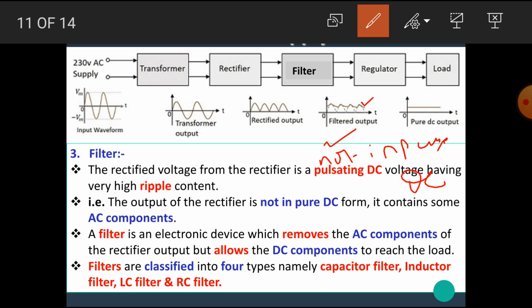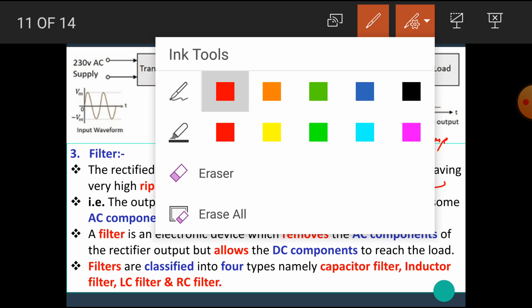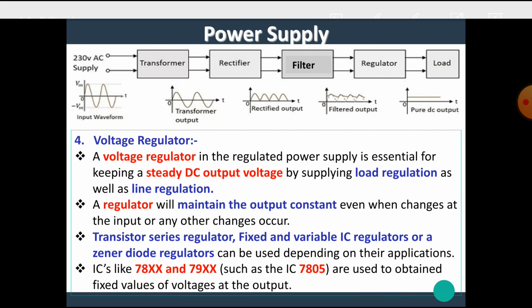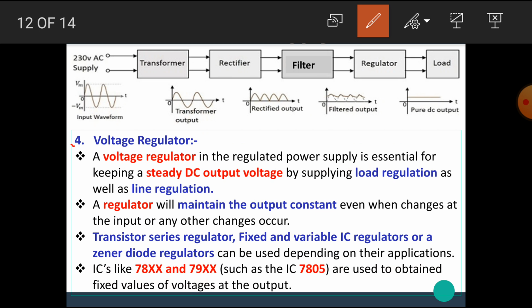Hence, to reduce these ripples, we have to use a regulator circuit or the regulator block. Let's see the function of the voltage regulator. A voltage regulator in the regulated power supply is essential for keeping a steady DC output voltage by providing load regulation as well as line regulation.